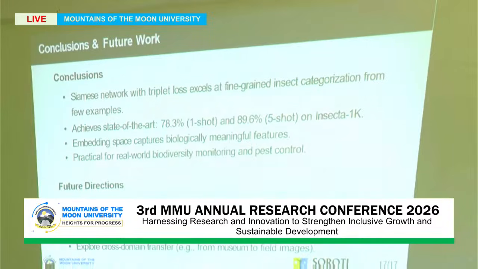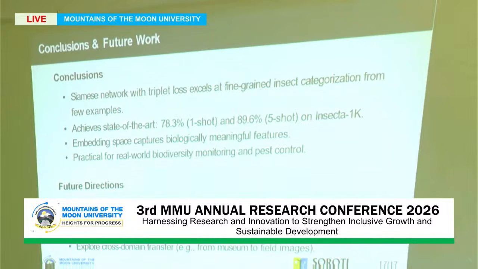And on the embedding space, it captures biologically meaningful features that help us understand that this model is capable of making decisions in this task of insect categorization. And practically, for real-world biodiversity monitoring and pest control, it can be a very good hint that can easily be adopted, more so for the kinds of insects that come and affect our environment, like what we had in Uganda, those insects which were moving from district to district. If nobody knew a particular kind of insect that had come, it would be very tricky for those insects to be managed. So this problem comes in to solve that.